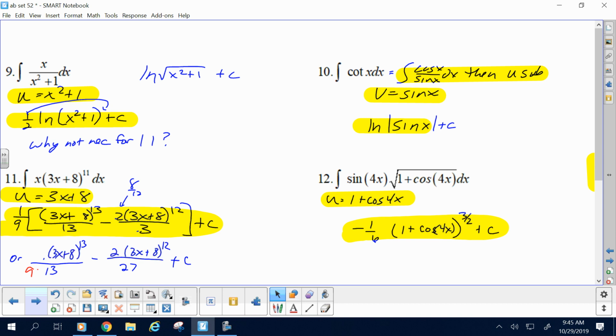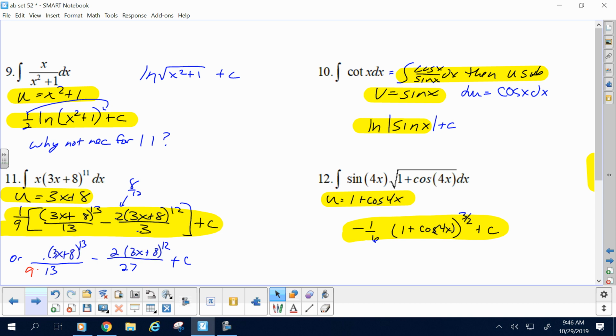Yes? For number 10, why isn't it negative? Did you let u equal sine? Then du is cosine or negative cosine? What's the derivative of sine? Oh, okay. Yeah, it's just positive, so it should be positive.